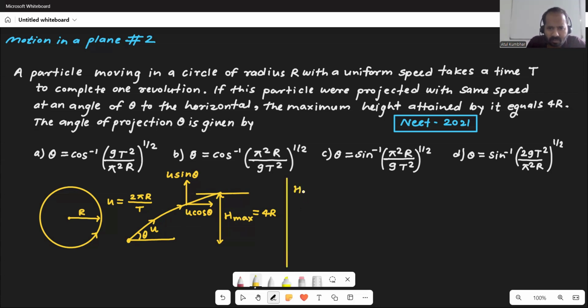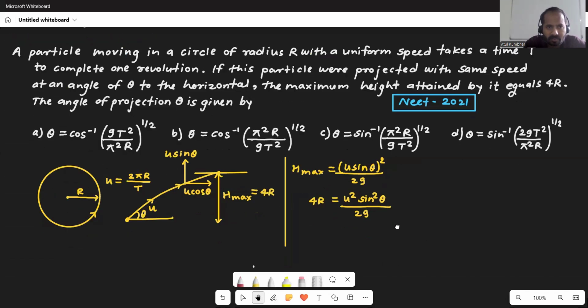As we know, h max is nothing but u square by 2g. But here it is projectile motion, so we need to take the vertical component. So it will be u sine theta whole square, divided by twice g, and that is given as 4r. Let's separate the square: u square sine square theta divided by 2g. We have the value of u here. We'll put that value and then simplify.